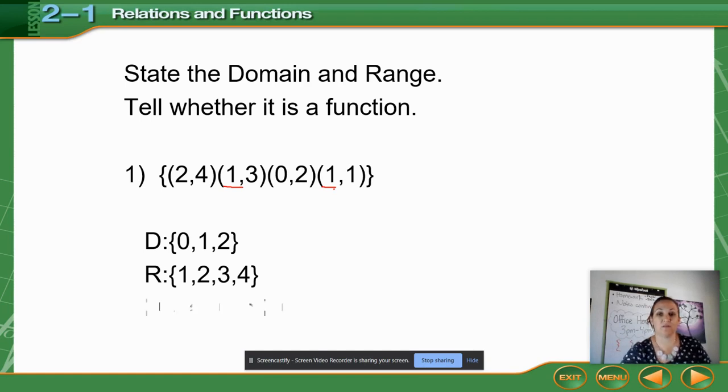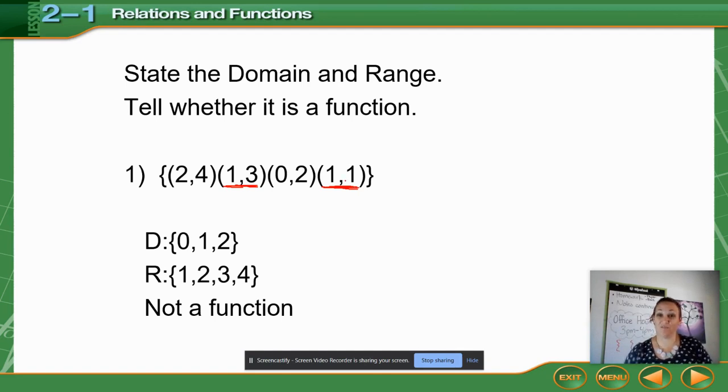That means that this is not a function because the number 1 is attached to the number 3, and the number 1 is also attached to the number 1. That means that this x is not attached to only one y. It's attached to multiple y's. And that's what makes it not a function, when an x has multiple y values attached to it.